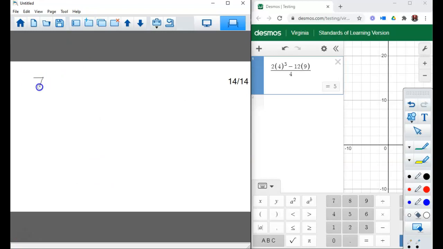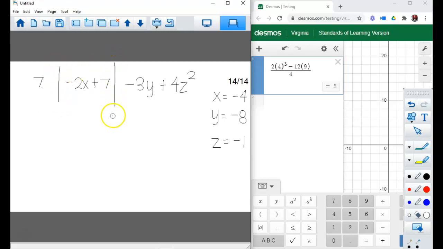And I want to do one last one with you. Okay. So these bars are absolute value bars. You may remember seeing those before, and they are right here on your Desmos calculator. Okay? So we're going to start right here at the beginning of the problem.